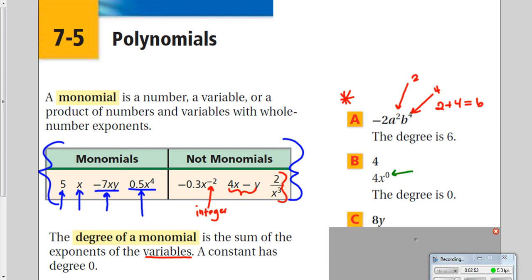Third example would be 8y. Again, it's the sum of the exponents of the variables. Well, the exponent of this variable would have to be a 1. There's no other variables to add up, so our degree is just 1.